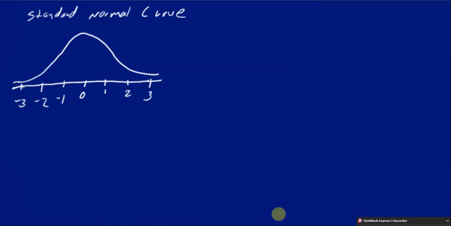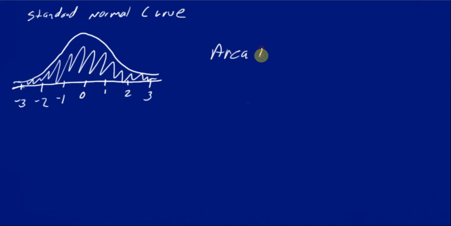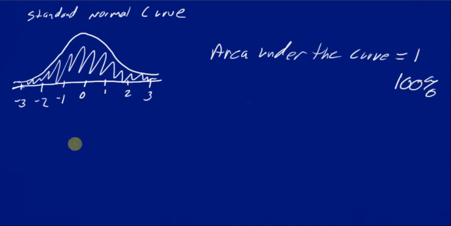Okay, now we're going to talk about something else. Again, every standard normal curve has a mean of 0 and a standard deviation of 1. Now, what happens is, and you would need calculus to figure this out, all of this area underneath this curve, the area under the curve, is equal to 1, which represents 100% of the population.